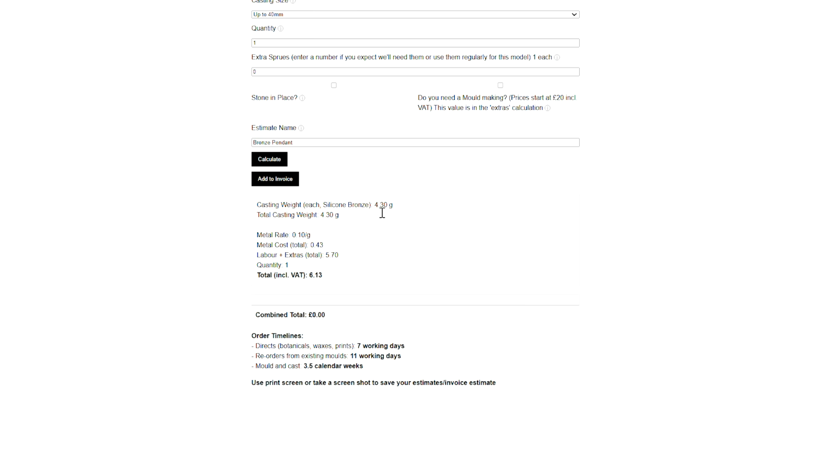and the calculator will tell me what the weight's going to be in bronze, what the metal rate is for that, what the metal cost is going to be, what the casting fee is, and what the total price of that article will be.